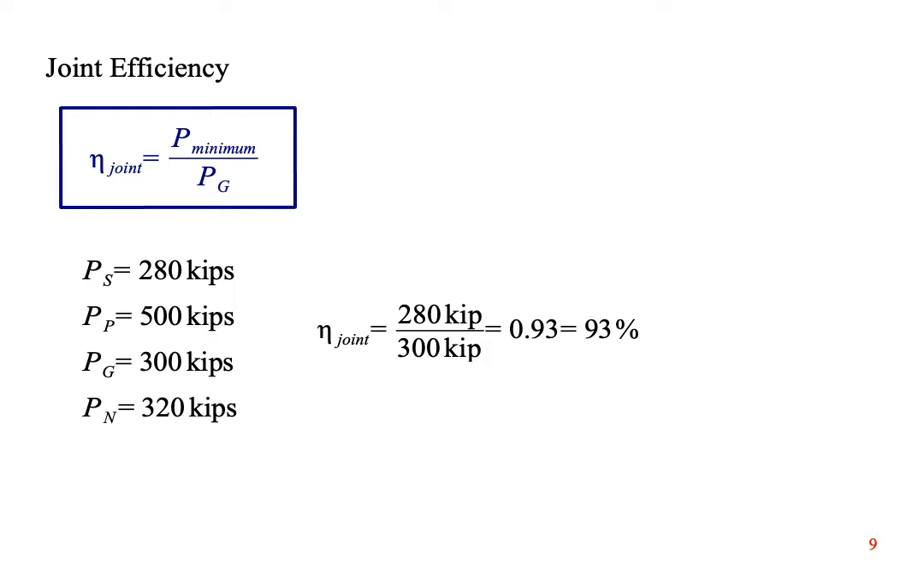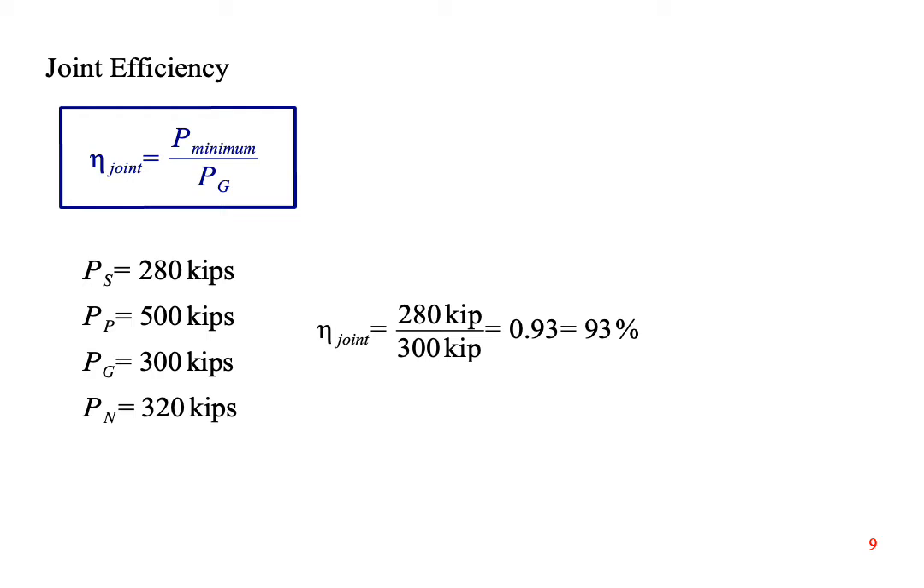A lot of engineering design is done to improve efficiency. Lowercase Greek letter eta is used for efficiency. We can calculate an efficiency for the joint by dividing the lowest value of P sub s, P sub p, P sub g, and P sub n by P sub g. For example, if the results are 280, 500, 300, and 320 kips, then the lowest value is 280 kips, and the efficiency is 93%.